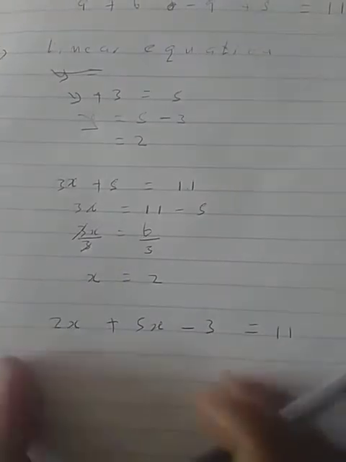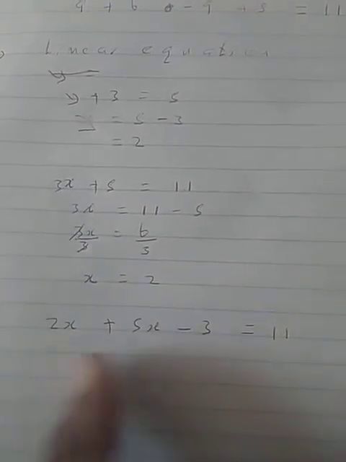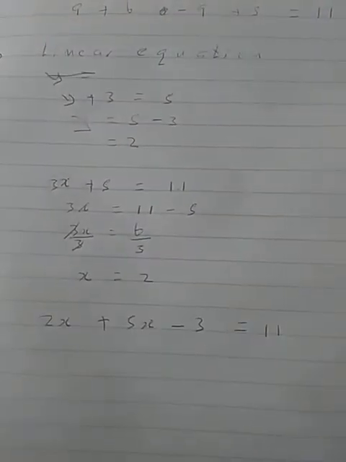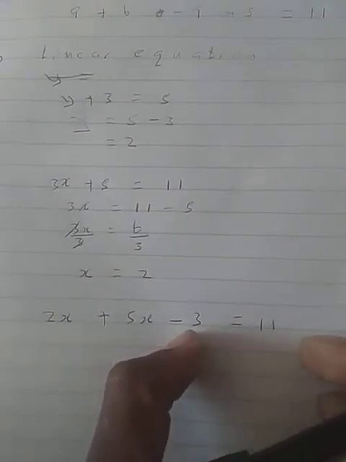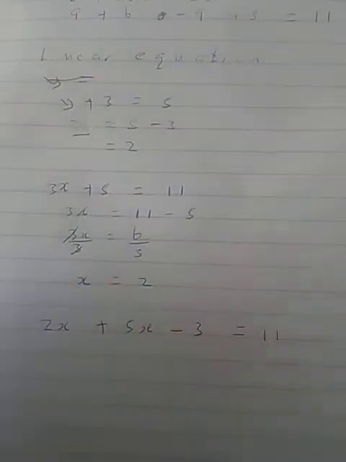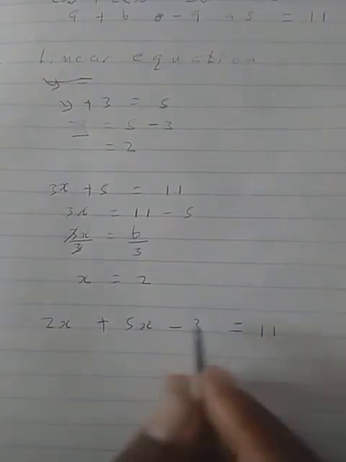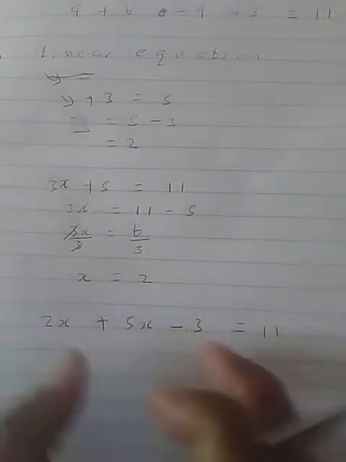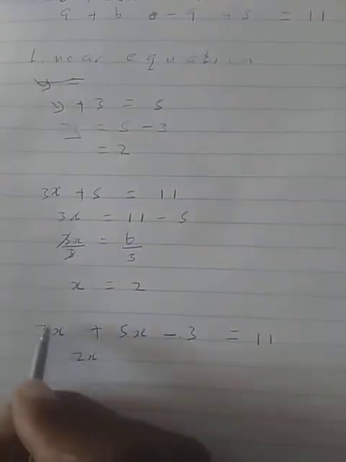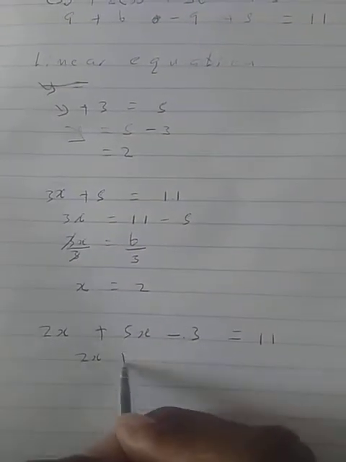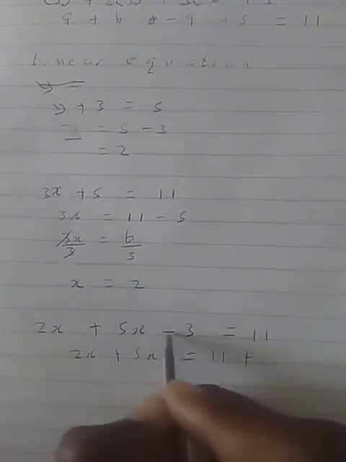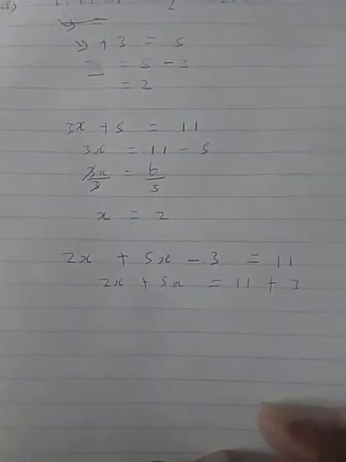Mathematically, they are saying the very first thing to do is to make sure that numbers without an alphabet must be on one side, and the numbers with x must be together on the other side as well. Meaning this should go that side because it's without x. So we'll be left on this side with 2x plus 5x equals 11 plus, because it's negative on this side, 3. Okay, that's what we have.